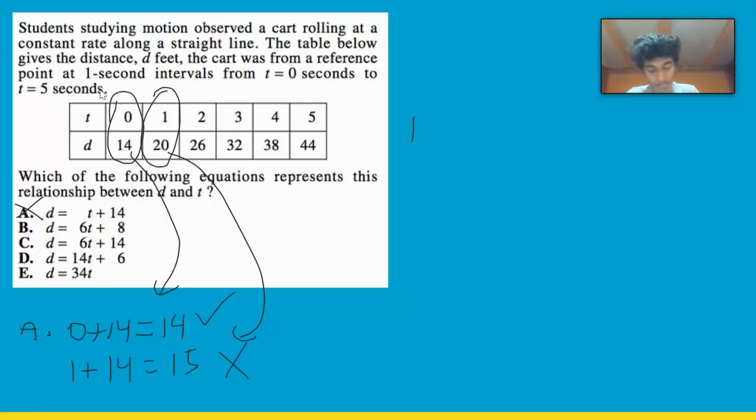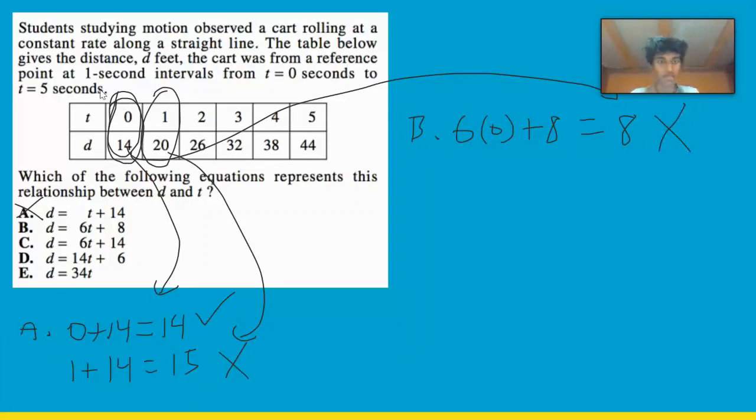Now let's look at B. 6t plus 8. Let's start with 0. 6 times 0 plus 8 is equal to 8. Is this the result that we want? Well, when we input a value of 0, we should get an output of 14. But what do we get? We get an output of 8. So therefore, we know that this is wrong, and we can eliminate B.